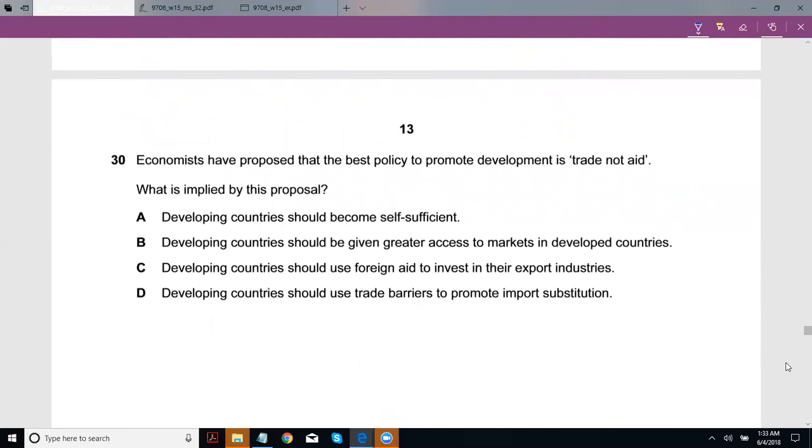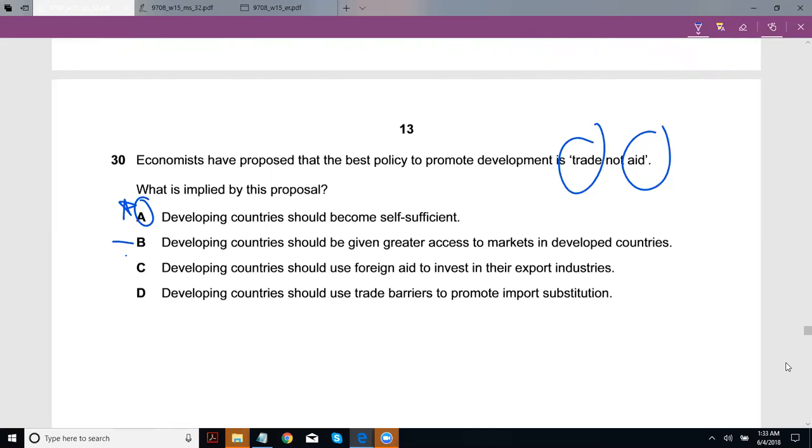Economists have proposed that the best policy to promote development is trade, not aid. What is implied by this proposal? That developing countries should become self-sufficient. I believe one could say so, because on aid, you're still dependent on someone else paying for you, right? Kind of like the idea that if you give a man some fish, you fed him for a weekend, but if you teach him how to fish, now he's self-sufficient, and he doesn't have to rely on you. Anyhow, developing countries should be given greater access to markets in developed countries. Well, that's something you can say. Let's just look at the other options as well.